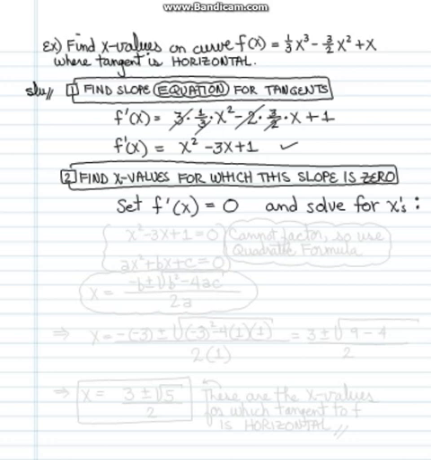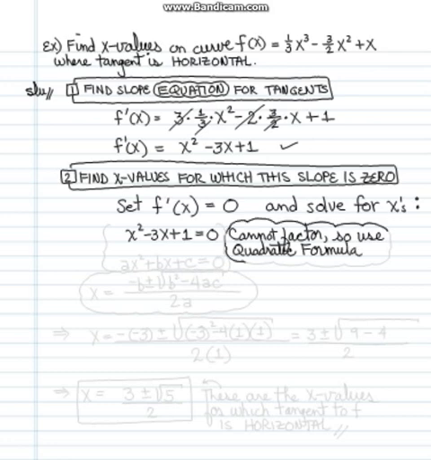Okay, so f prime of x, we found it up in step 1. It's x squared minus 3x plus 1. Set that equal to 0. Now we want to solve for x. The problem is we can try and try all day long, and I'm not going to be able to factor this thing. So we're going to have to use the quadratic formula.